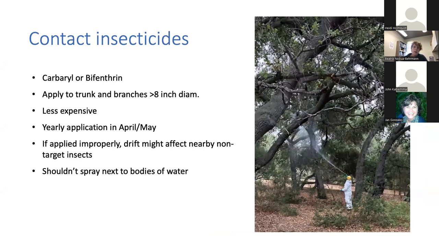Those are sprayed on the trunk and the bigger branches. Carbaryl or bifenthrin are two of the options for this. This is a less expensive option, but you have to apply it every year. And it cannot be applied close to bodies of water because these pesticides are pretty detrimental to water life. But if the location is not close to a body of water, it can be applied. And if it's done correctly by someone that has a license and knows what they're doing, there shouldn't be much risk to other non-target species.